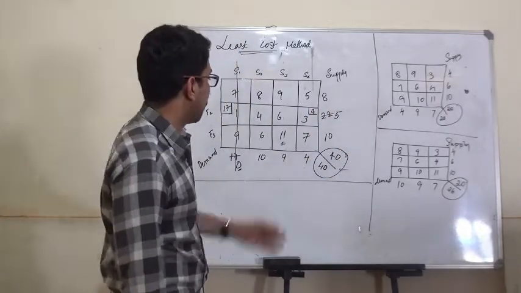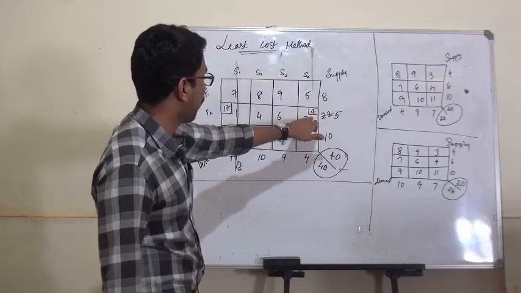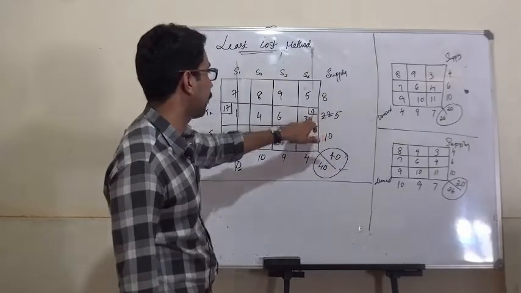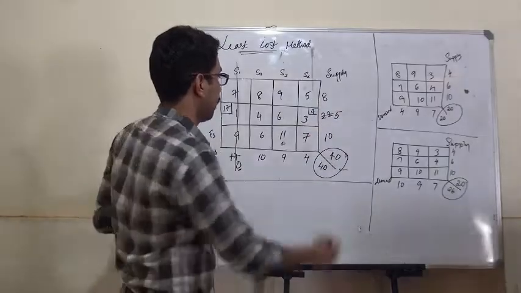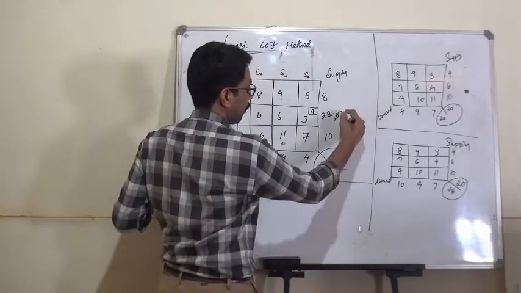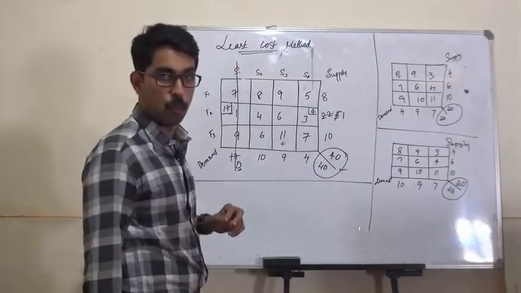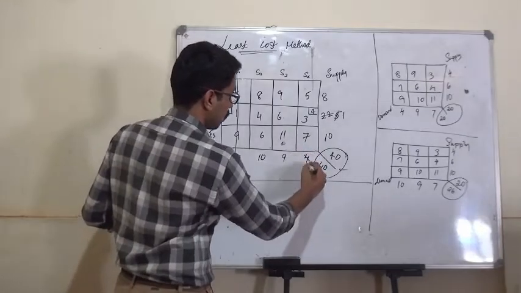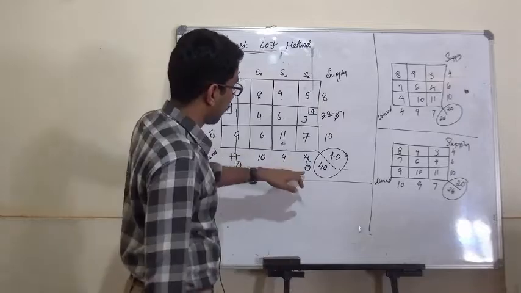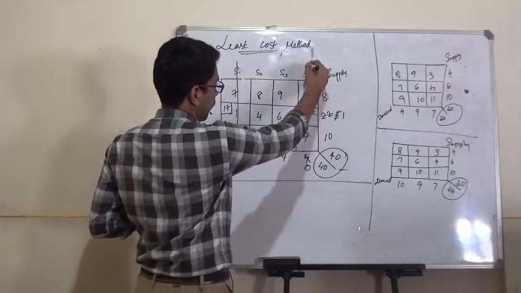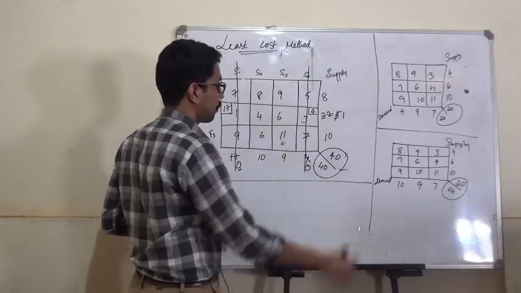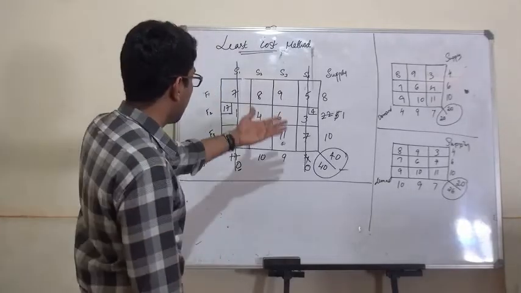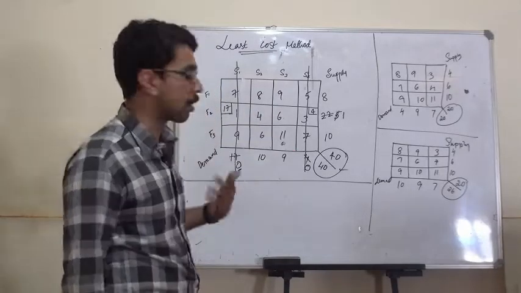Okay. Then after allocating the value, we subtract this allocated value from supply and demand. Here 5 minus 4, we will get 1, and 4 minus 4, we will get 0. Then if we get 0, then we can cross this column.